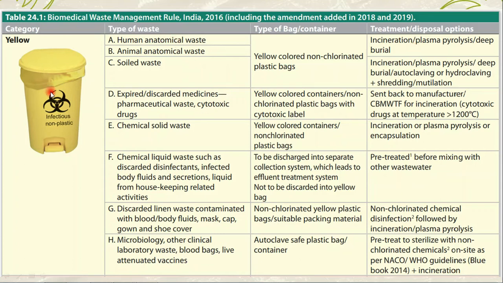Soiled waste is also segregated in the yellow dustbin, which is further treated with incineration, plasma pyrolysis, deep burial, autoclaving or hydroclaving plus shredding or mutilation. We will learn about all these techniques after a few minutes. Fourth thing is expired and discarded medicines, pharmaceutical waste, and cytotoxic drugs. These should also be discarded in yellow colored containers with non-chlorinated bags with a cytotoxic label.